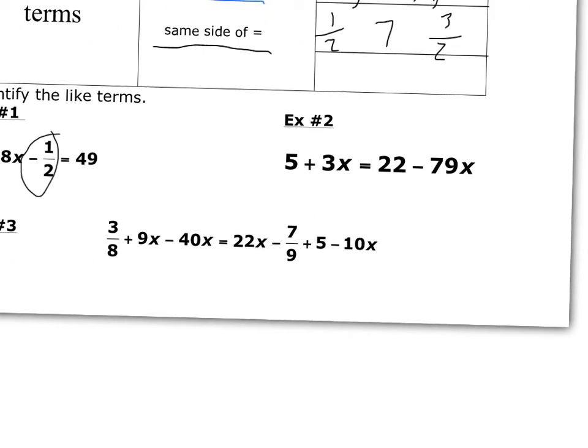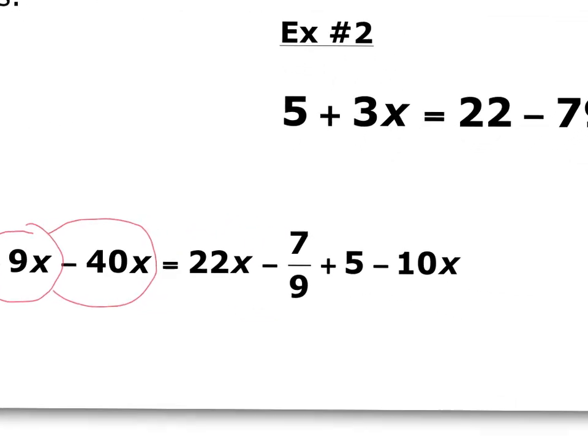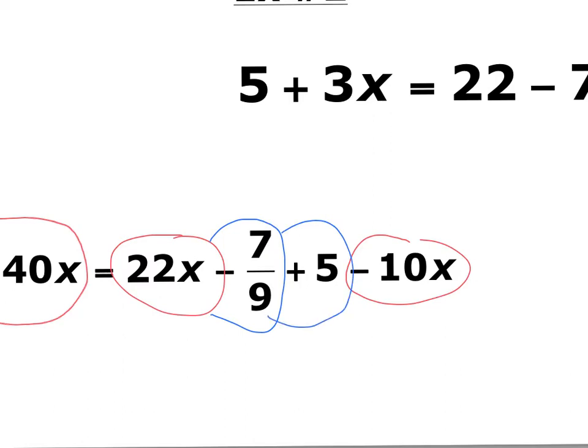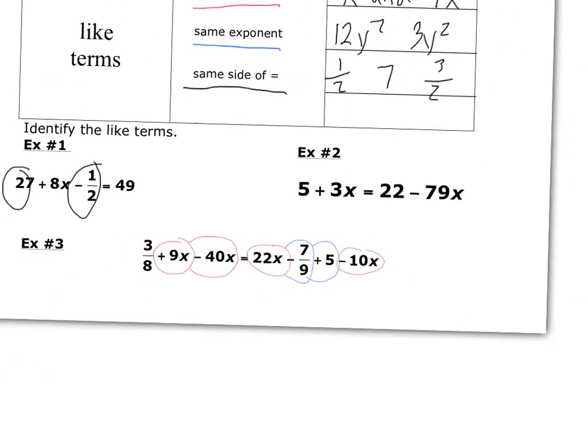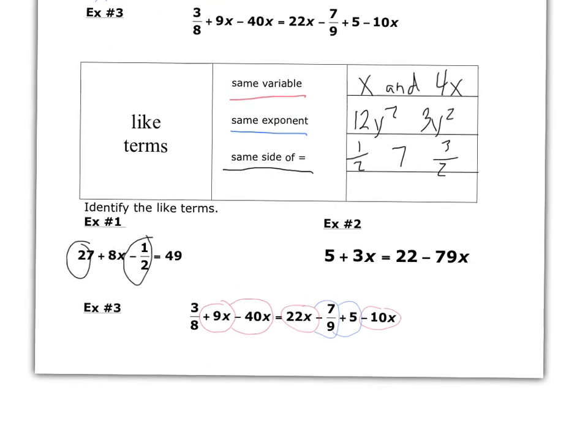And I won't torture you with this one too much. On the left side of the equation, we have a positive 9x and a negative 40x that we could combine. On the right side of the equation, we could combine our 22x and our negative 10x. We could also combine negative 7/9 and positive 5. So those things could be added together and we could solve the equation. I'm just giving you a basic idea of things that you can add together with like terms.